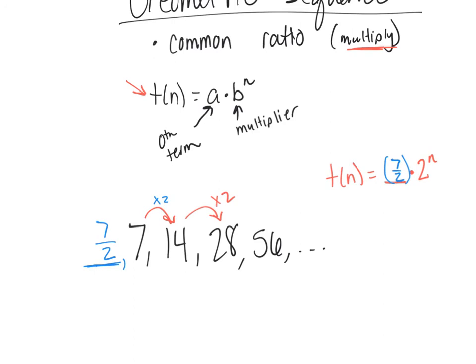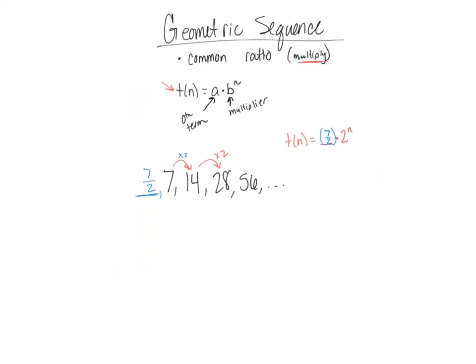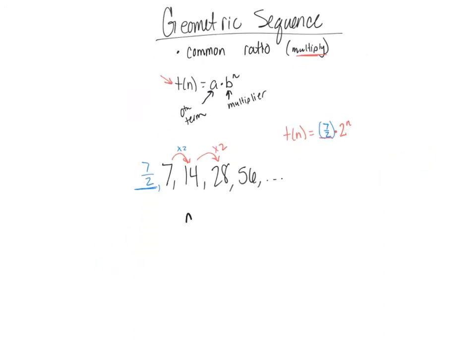Okay, if I were asked to give the recursive equation, what I would do then is I would list my first term, and I would list how I get to my next term by using this first term. I would just multiply by 2. So I would write a sub n plus 1 equals a sub n times 2, or you may see this written as 2 times a sub n. Either one would be acceptable.